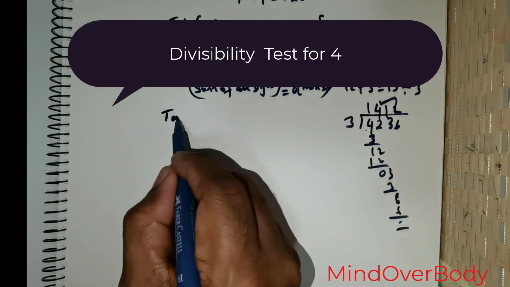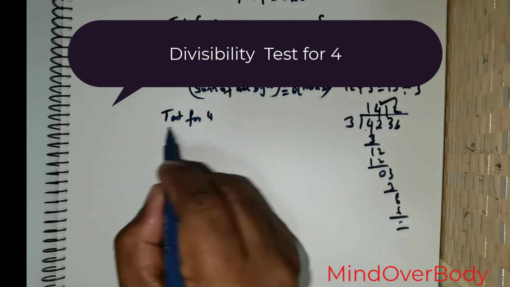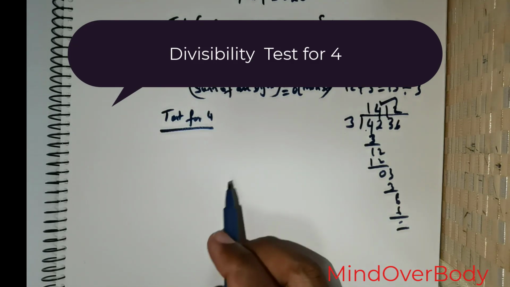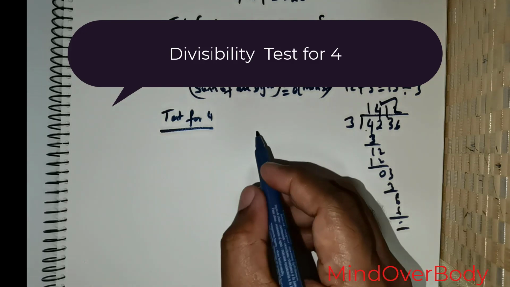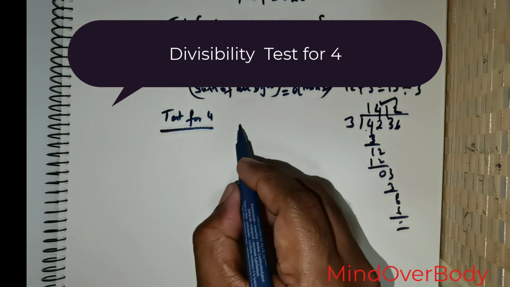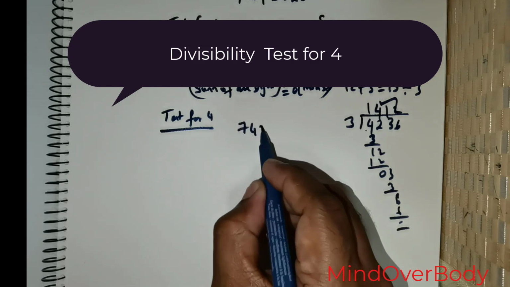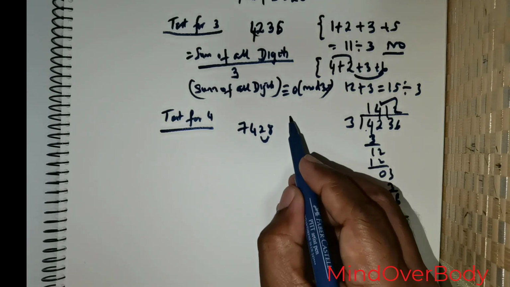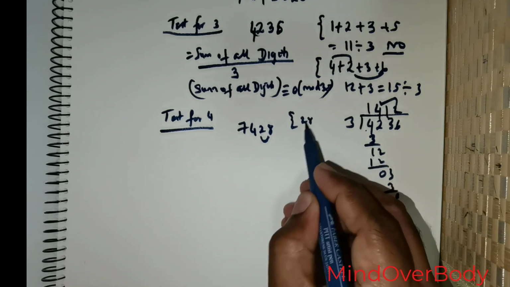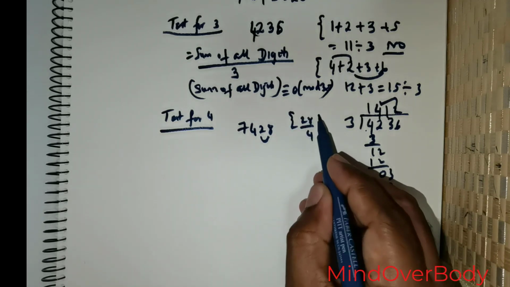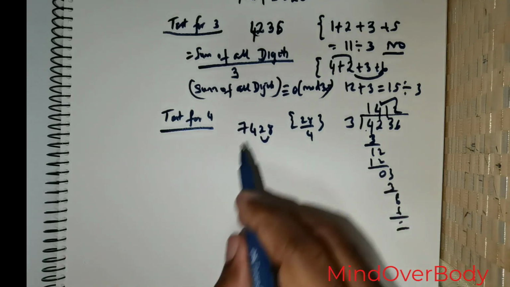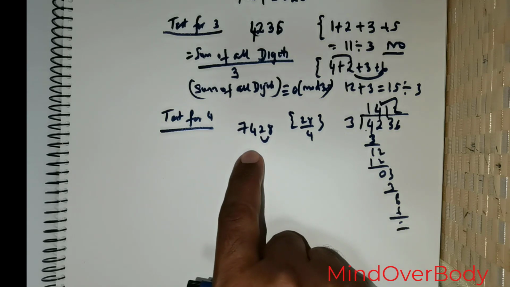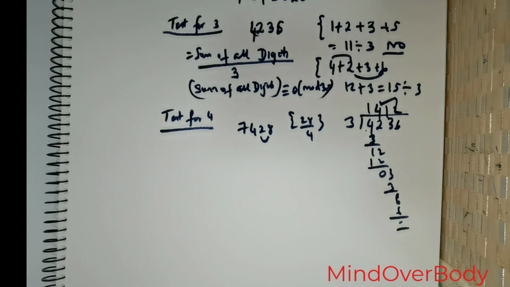Next, let me move on to the test for the number 4. When exactly can a number be divisible by 4? Say suppose you have 7428. Now you take the last 2 digits. If the last 2 digits, in this case 28, are divisible by 4, then the entire quantity is divisible by 4. So you are going to be checking only the last 2 digits.